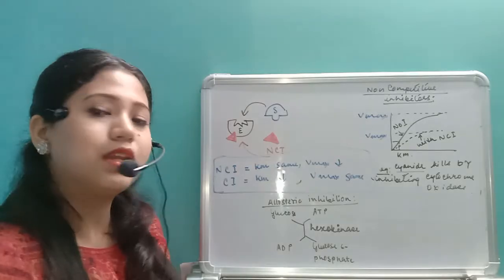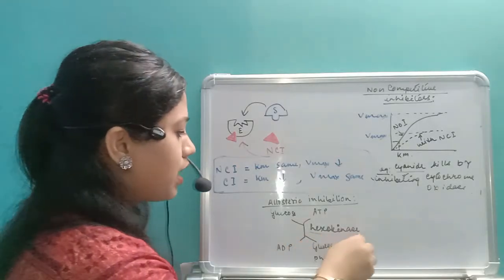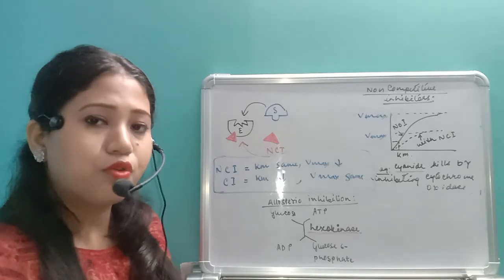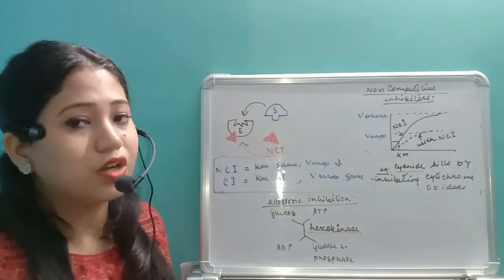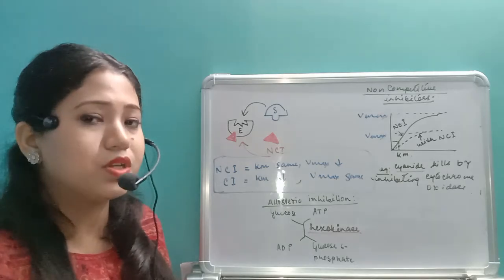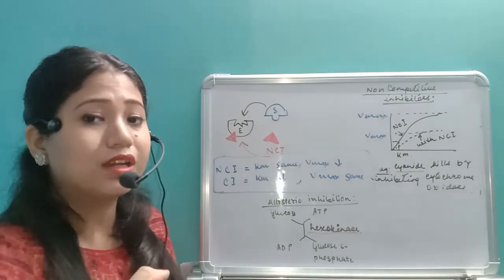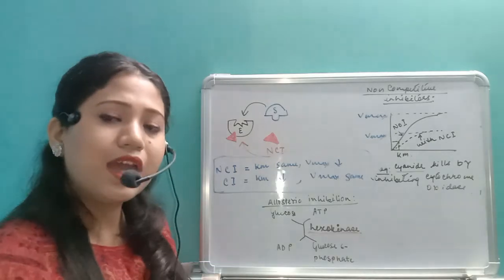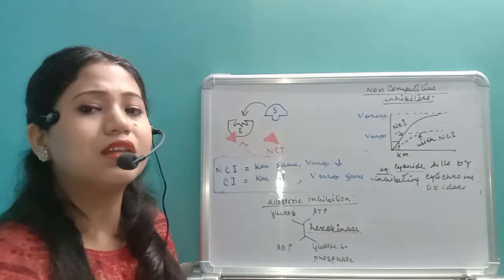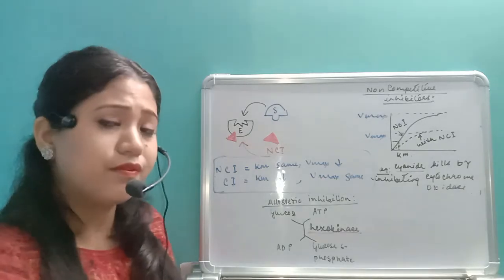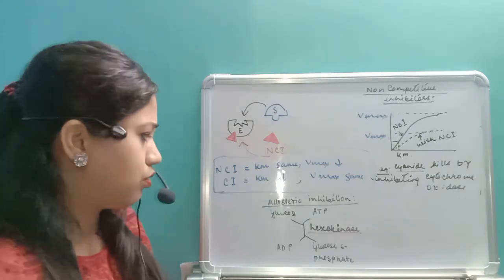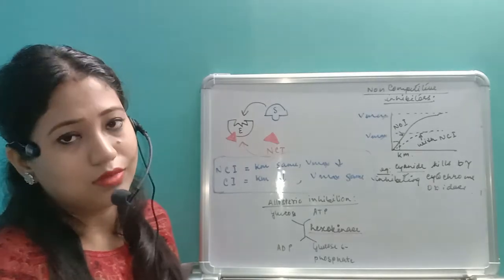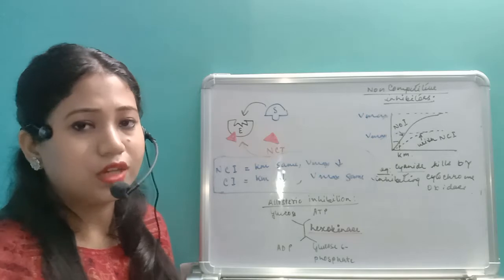So in this feedback inhibition, what happens? The product decides how much product should be produced. If product formation occurs or the product is increased, then the rate of the reaction will decrease automatically. And if the product formation is very less, then the rate of the enzyme becomes faster. So this will be called allosteric inhibition or feedback inhibition. That is all about the types of inhibition we have seen.